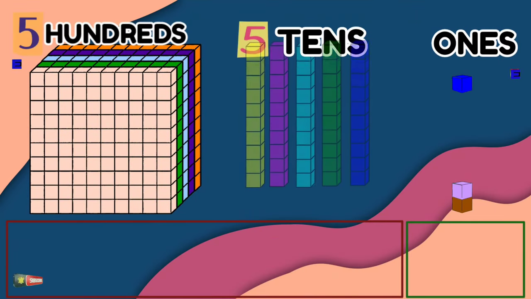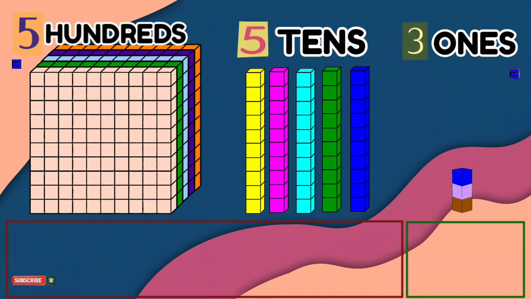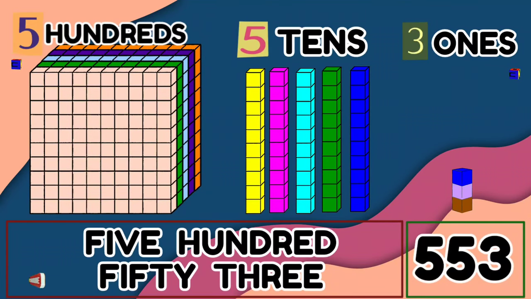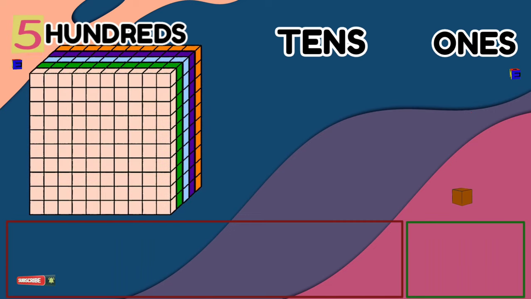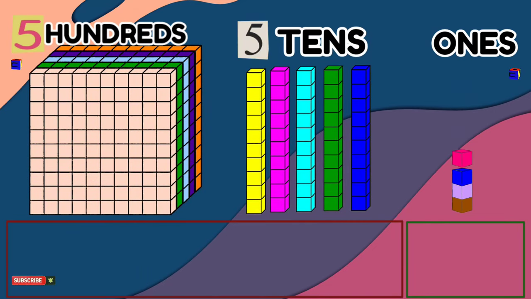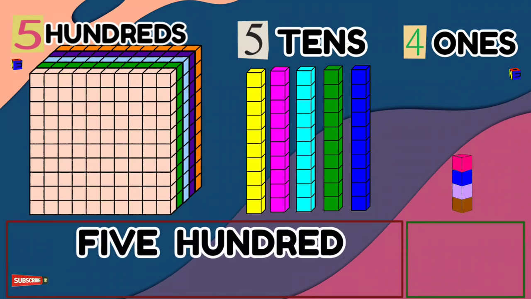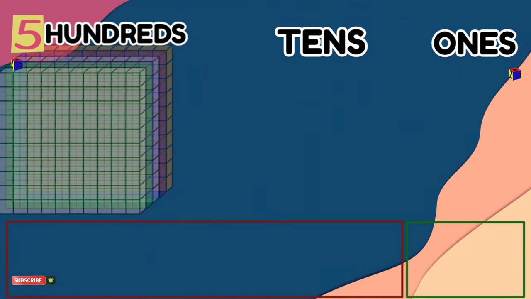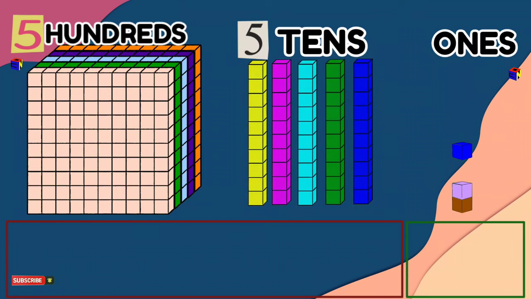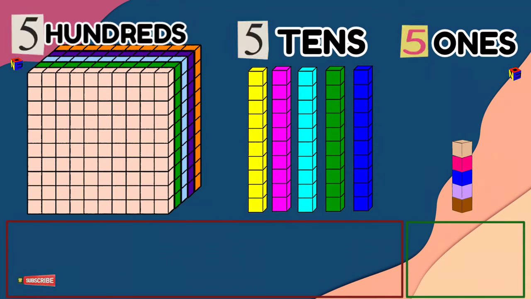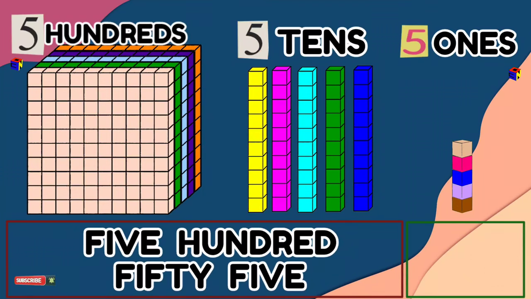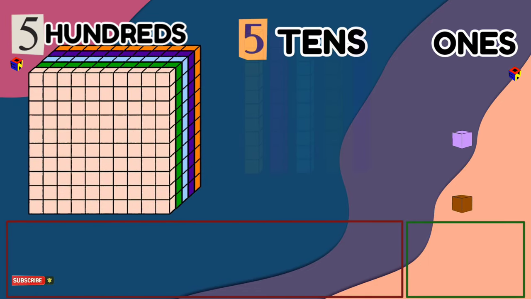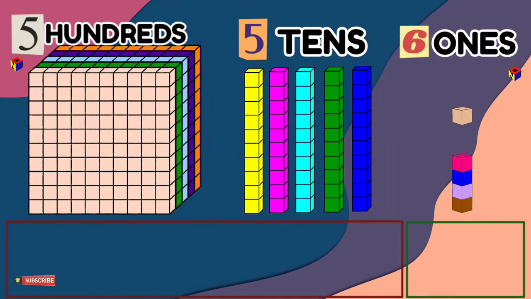5 hundreds, 5 tens, and 3 ones is 553. 553. 5 hundreds, 5 tens, and 4 ones is 554. 554. 5 hundreds, 5 tens, and 5 ones is 555. 555. 5 hundreds, 5 tens, and 6 ones is 556.